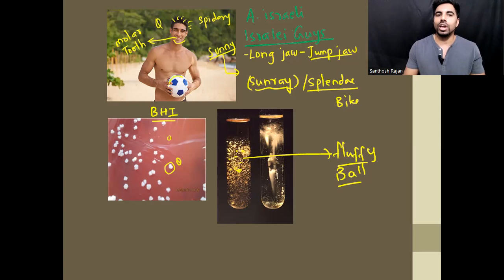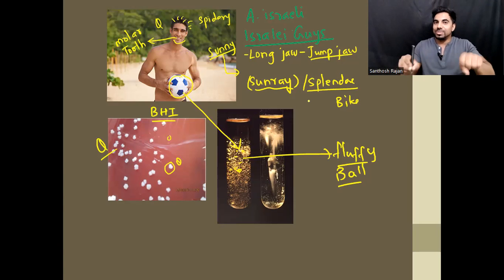And this is the fluffy ball. I draw a ball here because you see this fluffy ball here. Finished. This is Actinomyces israeli. You got it? You're not making a mistake, right? Okay. If you get this picture also, not a few times only they've asked this question, but you never know. Israeli guys with spider head, and they have a ball, and they have a molar tooth, and they love sun, so sunray appearance, and they drive Splendor bike. One more Splendor bike is driven by Gardner. Don't forget. Our Gardner.